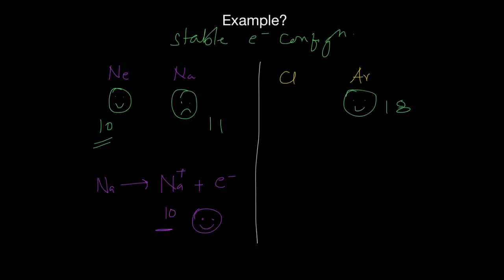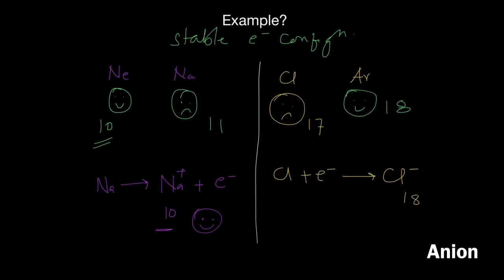Let's look at what chlorine is thinking. She says, I have 17 electrons. If only I had one more. But wait, here is the extra electron. And so chlorine says to this electron, hey you, come over here, make me stable. And so what happens is, Cl takes up the extra electron and becomes Cl- with 18 electrons, and she is also now happy.